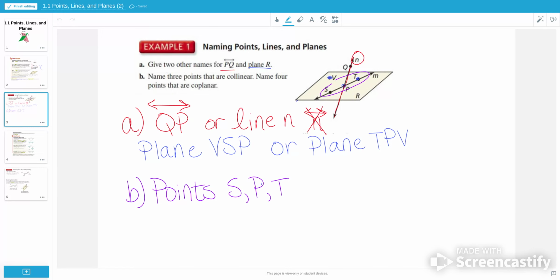And then the second part of that says name 4 points that are coplanar. So share the same plane. And again, there's only 4 points on this plane because M is not a point and R is not a point. So I've got V, S, P, and T.